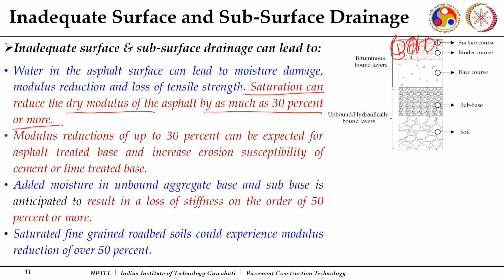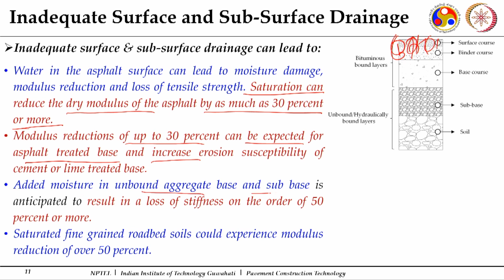If you provide a dense impermeable surface with a good camber, there is no harm. It serves for years, very conveniently, with a good service life for the entire design life. It also says modulus reductions of up to 30% can be expected for at least asphalt treated and cement treated base courses. I can construct some courses using another binding agent; instead of cement, it may be asphalt. So, there also you can get a reduction of 30%.